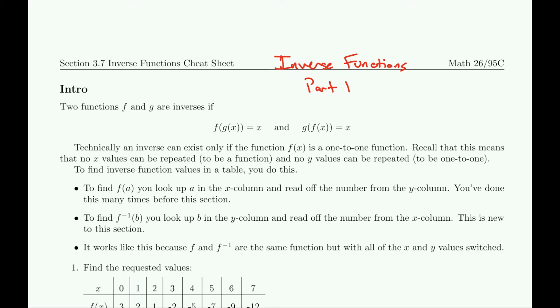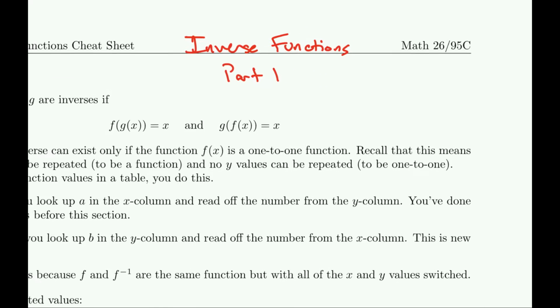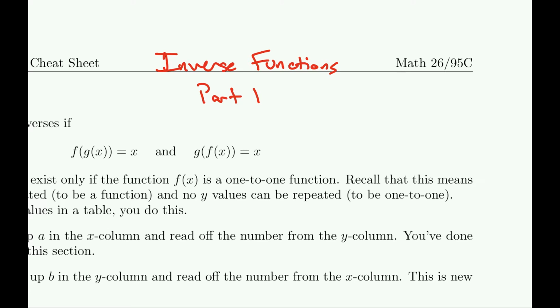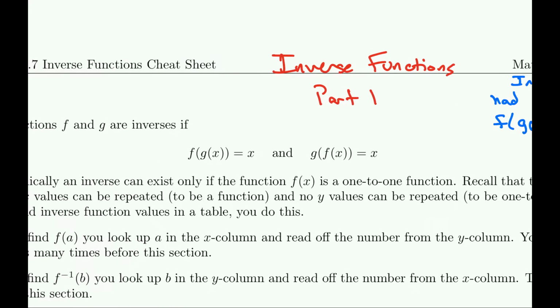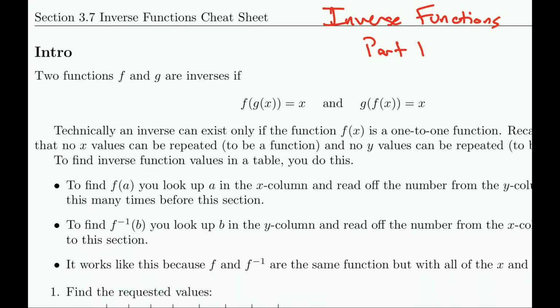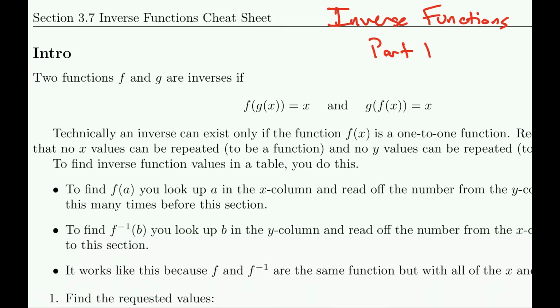So where we'll start is just by reminding you that in 3.4 we had composition of functions. Compositions were when you calculated something like f of g of x or g of f of x, right? So you know how to calculate those. The definition of inverse functions actually involves composition of functions.